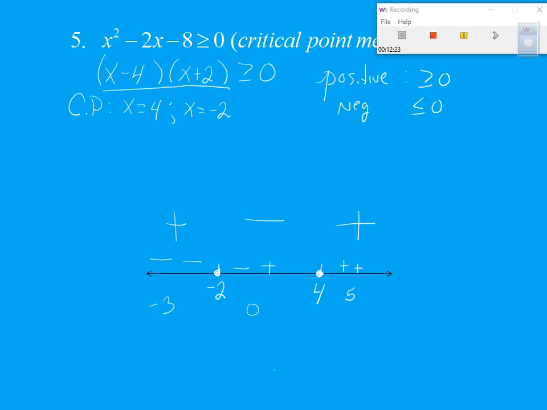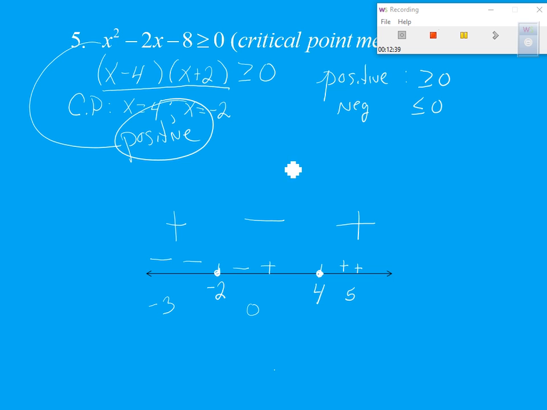Now, come back up to your original statement and look at what you need. I need x squared minus 2x minus 8 to be greater than 0. That's a fancy way to say I need wherever it's positive. Well, look at your number line and see where it's positive. It's positive from 4 to infinity and negative infinity to negative 2. So it's going to look like this.